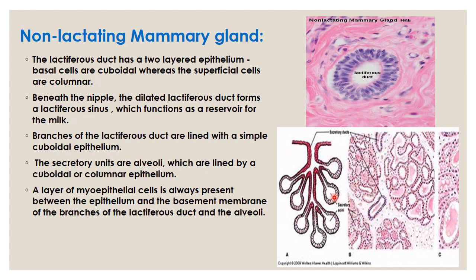This is also showing you the lactiferous duct. Now these are the secretory units, or the alveoli, of the mammary gland, and they are lined by simple cuboidal epithelium. A layer of myoepithelial cells also surrounds them, between the epithelium and the basement membrane of the alveoli, and they help to contract and help the cells to secrete their secretions into the lumen.